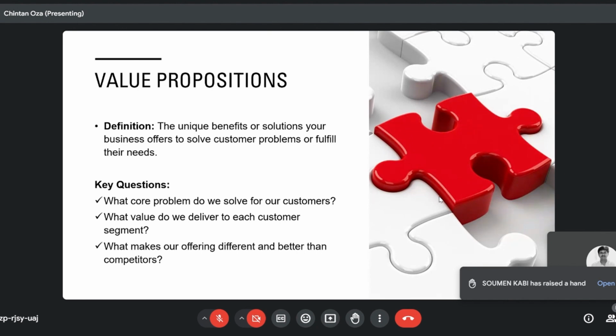What value do you deliver to each customer segment? Identify what product you do. What is it that we want to sell to our customer? What makes our offering different and better than our competitions?